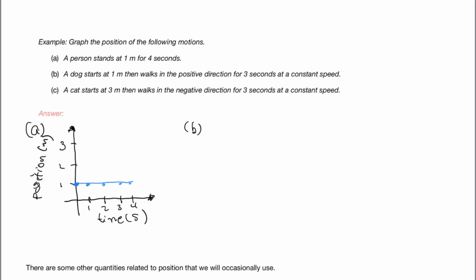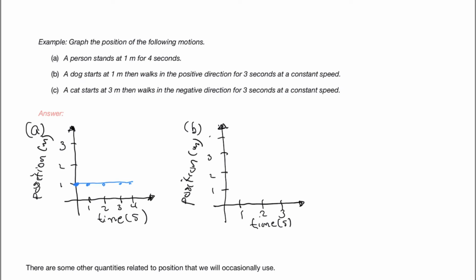In this next example, a dog starts at 1 meter and then walks in the positive direction. We'll still need to label our axes like before, time on the horizontal with the units, and position on the vertical with its units. And then if the dog starts at 1 meter, I think it's clear that as it walks along in time, it's going to get farther and farther from the origin. And so in this case, its position is going to increase, as you can see here.